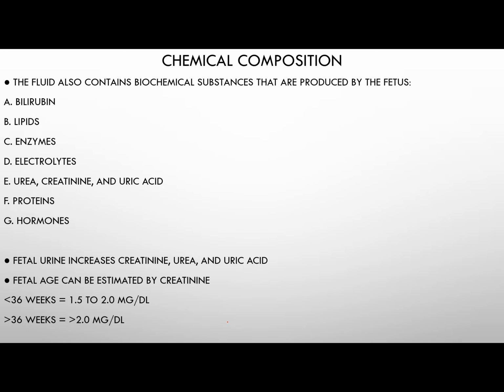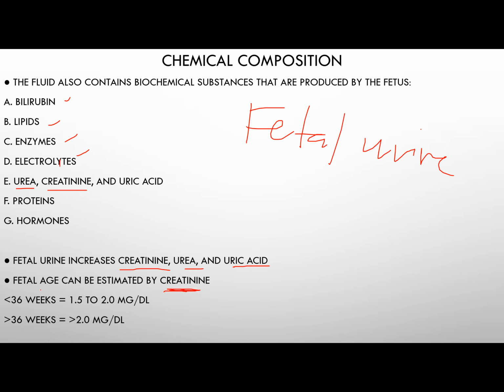Now let's talk about its chemical composition, class. So your amniotic fluid would contain the following: bilirubin, lipids, enzymes, electrolytes, urea, creatinine, and uric acid, proteins, and hormones. Since the majority of your amniotic fluid, class, is made up of fetal urine, you would expect the presence of your urea and your creatinine. Now, fetal urine, class, increases creatinine, urea, and even uric acid. So the major purpose of creatinine here, class, is that it is used to assess or estimate fetal age.